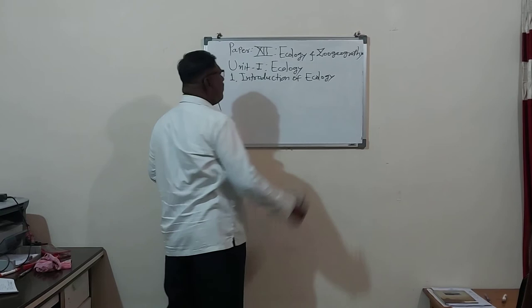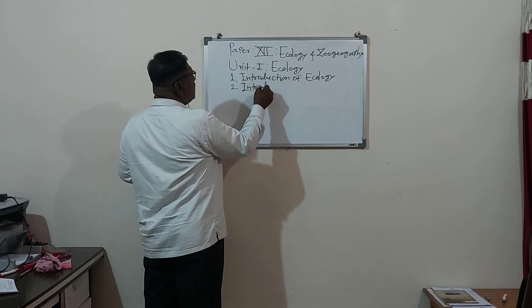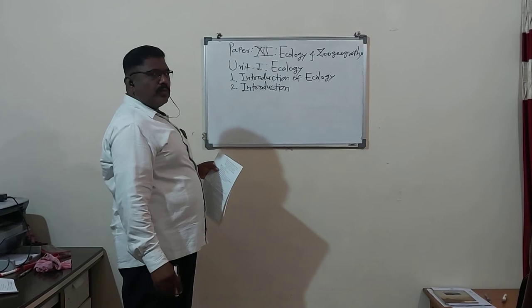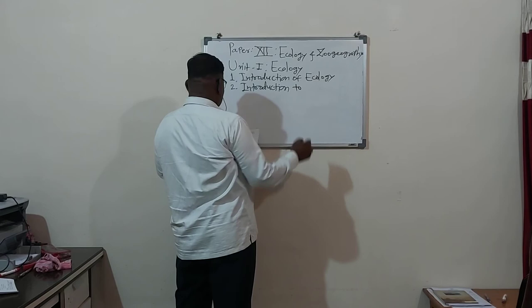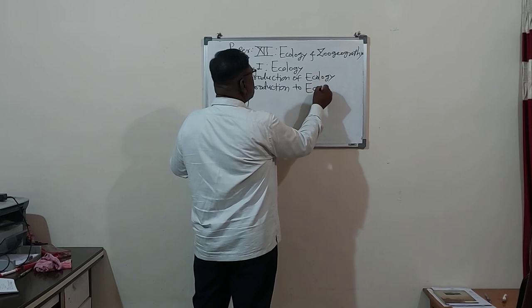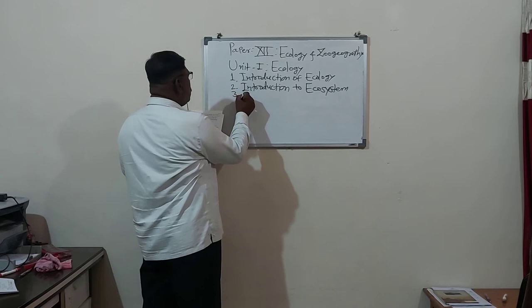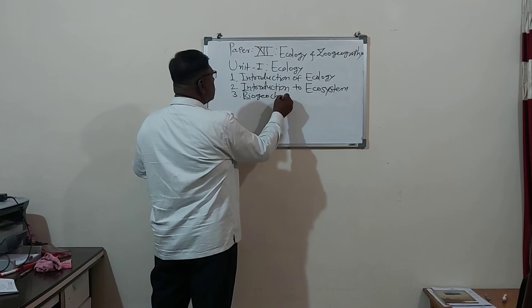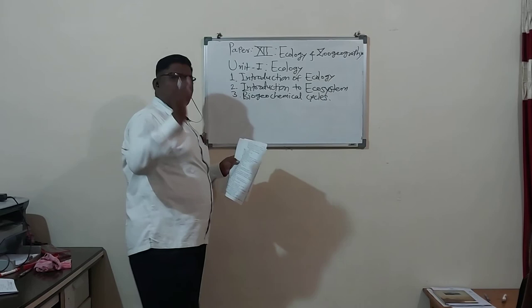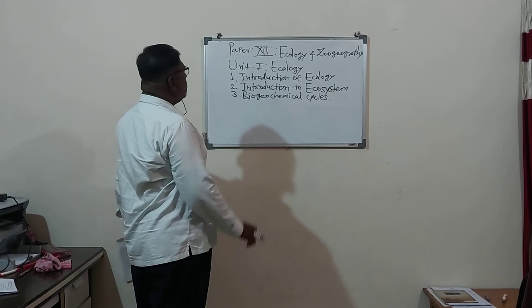Then the second chapter of unit first is the introduction to ecosystem. You can write this down to know what we have completed. The third chapter we studied is biogeochemical cycles. Those who were previously absent should know that in unit first we completed three chapters: the introduction of ecology, the introduction to ecosystem, and biogeochemical cycles.